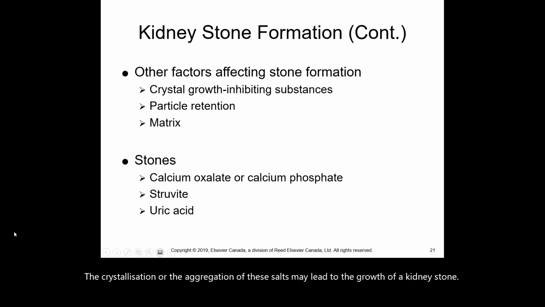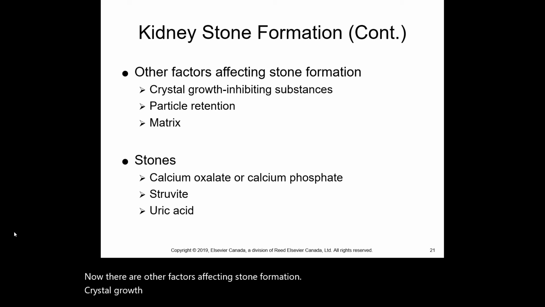Now, there are other factors affecting stone formation, including crystal growth inhibiting substances, particle retention, and the matrix. As I mentioned in the preceding slides, the most common substance that is found in a kidney stone will be calcium oxalate. There are a number of other substances, though, that may contribute.